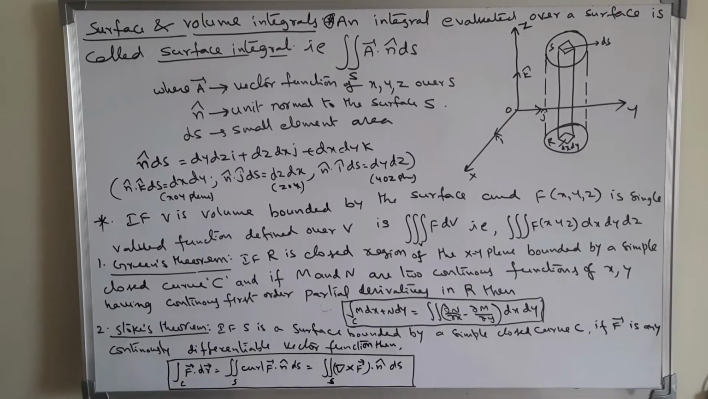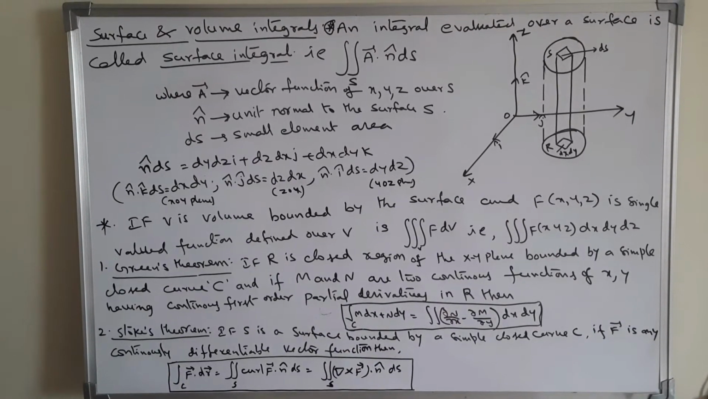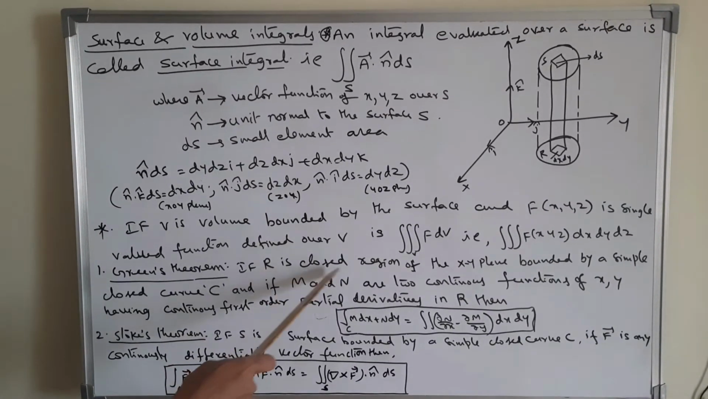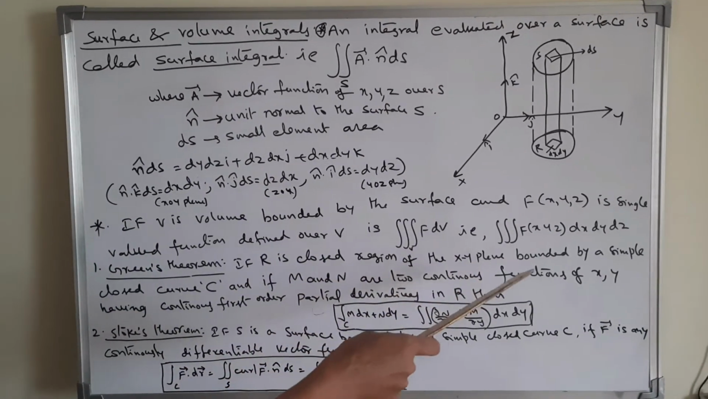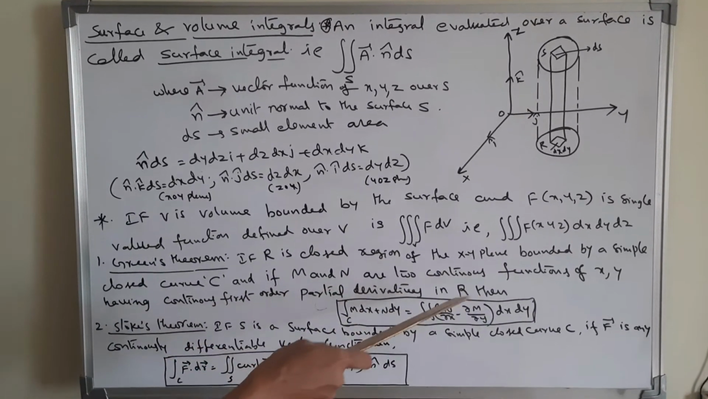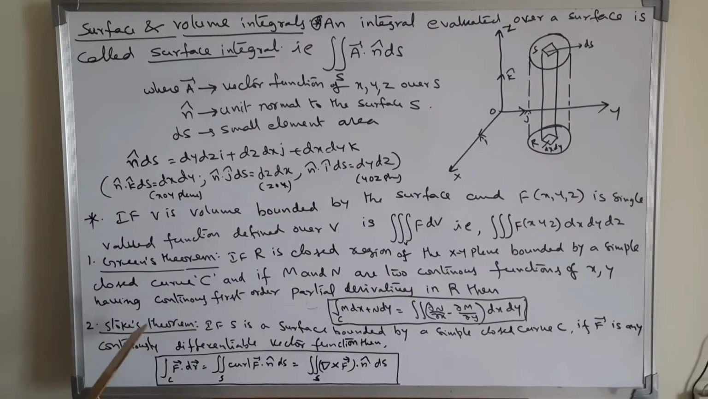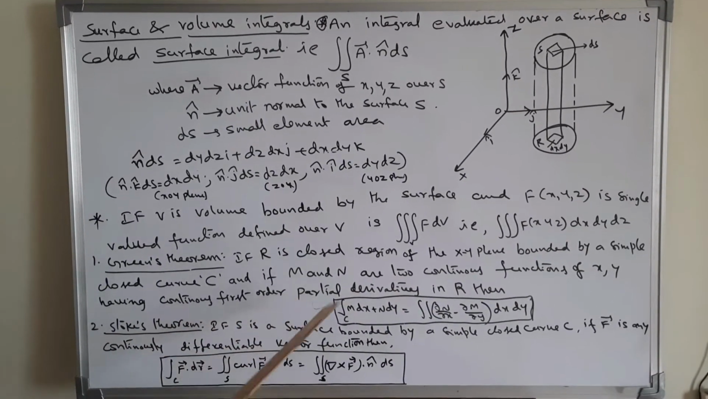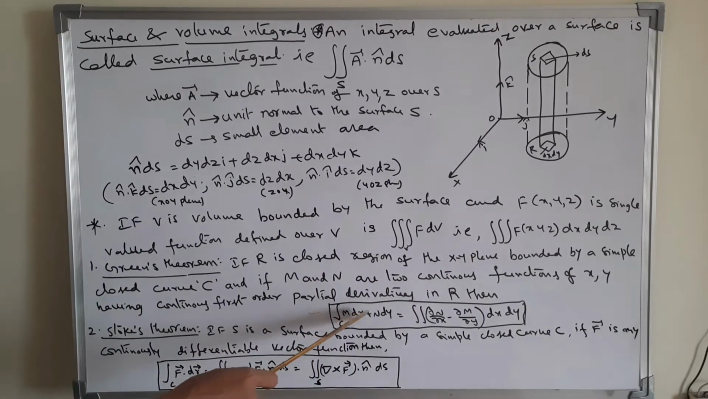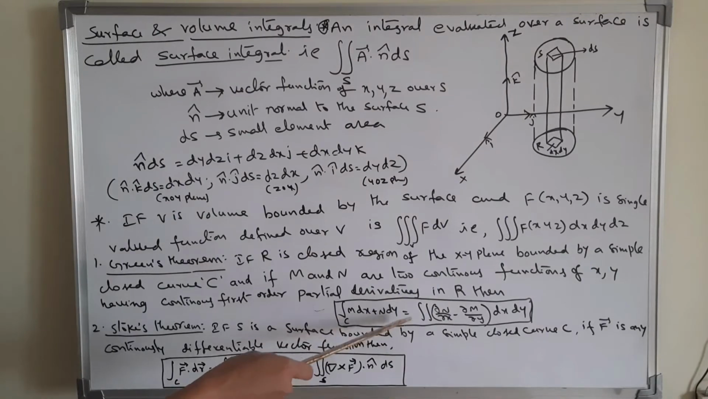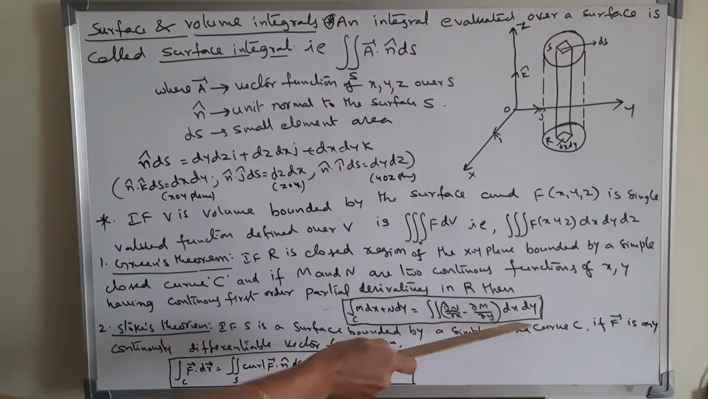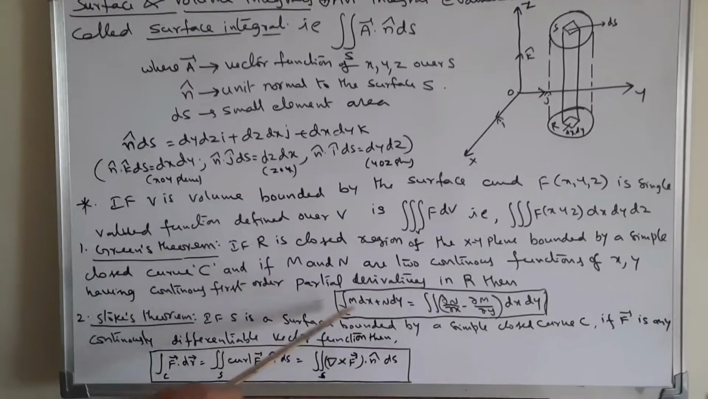So here again I will give some integral theorems. The first one is Green's theorem. If R is a closed region of the xy plane bounded by a simple closed curve C, and if M and N are two continuous functions of x, y having continuous first order partial derivatives in the region R, then the integral of M dx plus N dy over C is equal to the double integral of (dou N by dou x minus dou M by dou y) dx dy. This is the statement of Green's theorem.